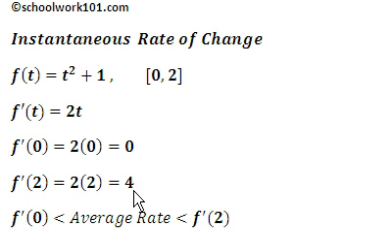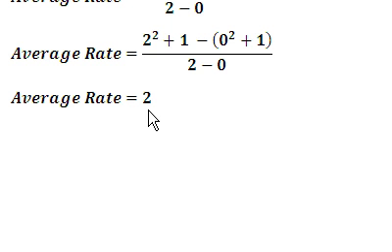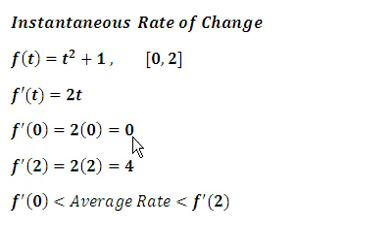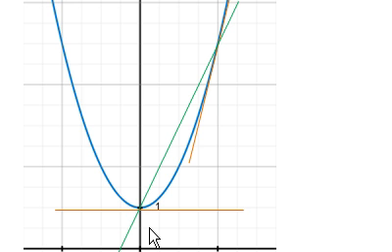Now, remember what the average rate of change was. The average rate is 2. And of course 2 falls in between 0 and 4. Here's a picture that I've got drawn out. So this is our function, t squared plus 1. This line right here is the instantaneous rate at 0, so you can see that the slope is 0. And then this line right here, you can barely see, is the instantaneous rate at 2. And we said that it was 4, so this line here has a slope of 4.